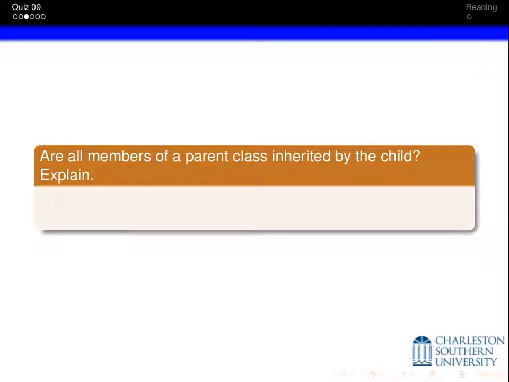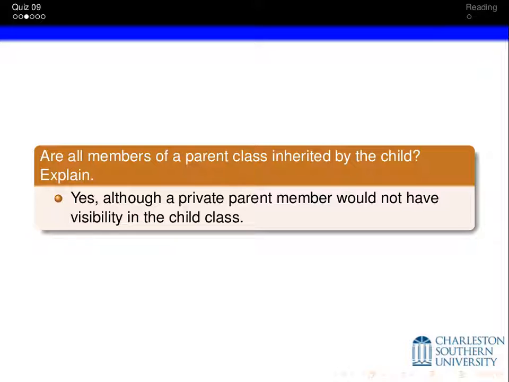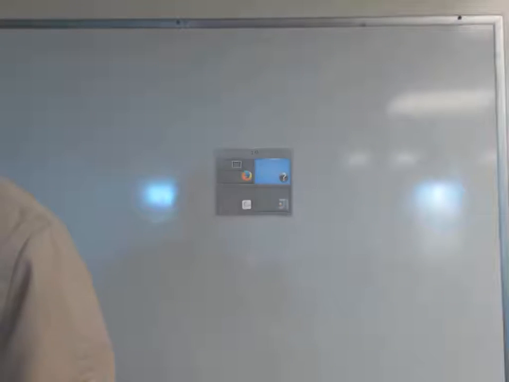Are all members of a parent class inherited by the child? A class can have attributes and methods, so it can have data members, like our Pokemon had hit points. If it's protected, it doesn't. But if it's anything else, then it does. So the answer is yes. Everything is actually inherited, although the private member would not have visibility in the child class. And if I draw a picture, I think this will make perfect sense.